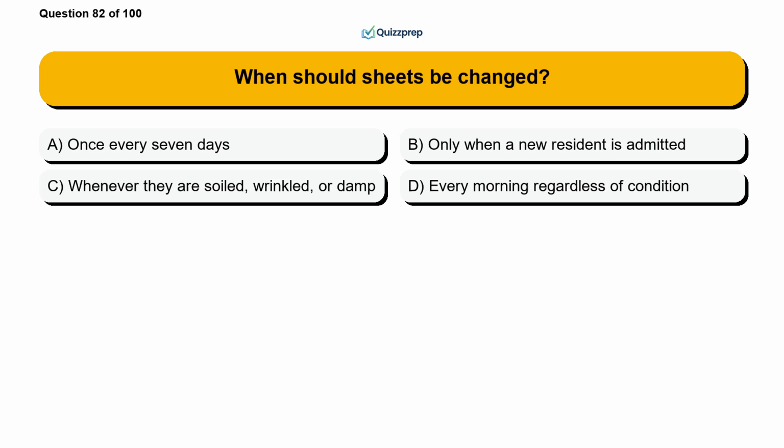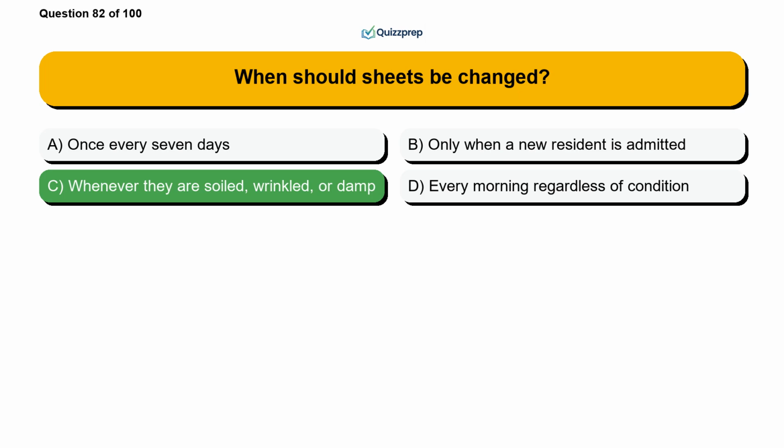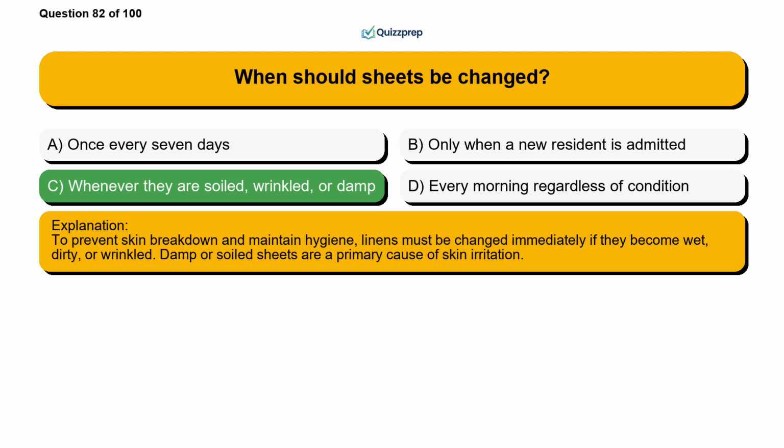Question 82. When should sheets be changed? Option A, once every 7 days. Option B, only when a new resident is admitted. Option C, whenever they are soiled, wrinkled, or damp. Option D, every morning regardless of condition. The correct answer is option C, whenever they are soiled, wrinkled, or damp. To prevent skin breakdown and maintain hygiene, linens must be changed immediately if they become wet, dirty, or wrinkled. Damp or soiled sheets are a primary cause of skin irritation.